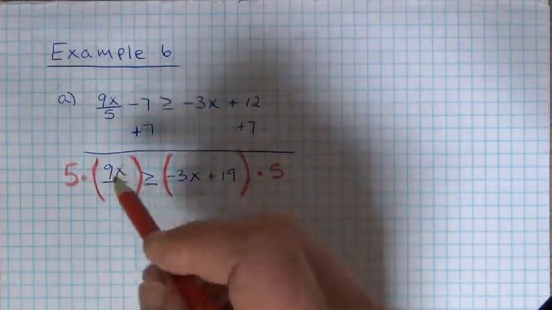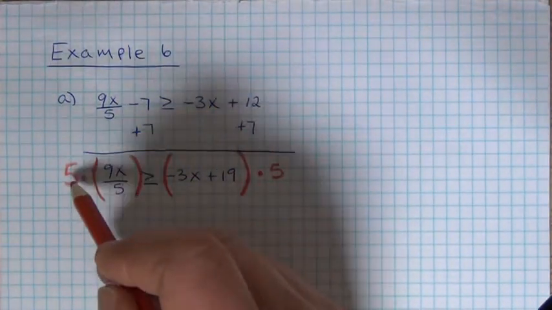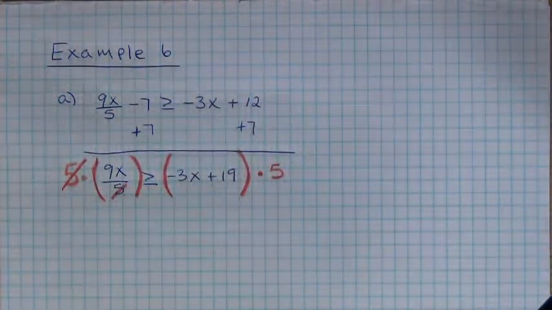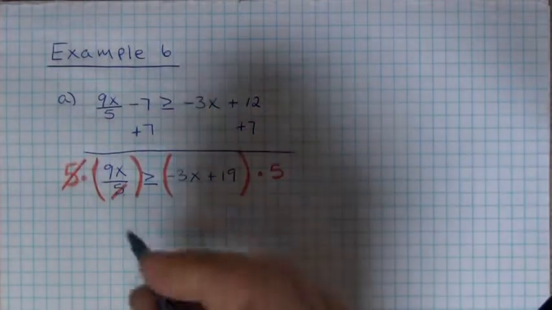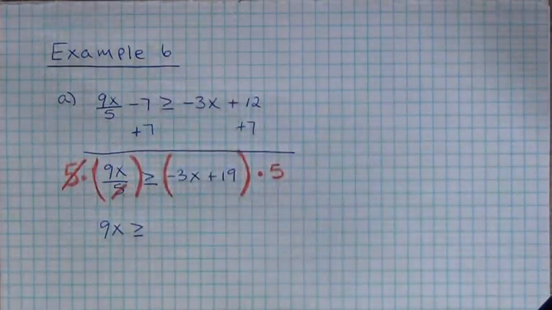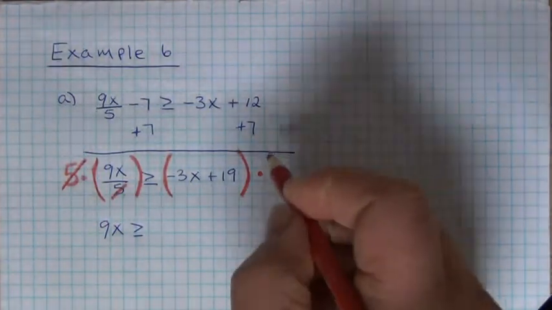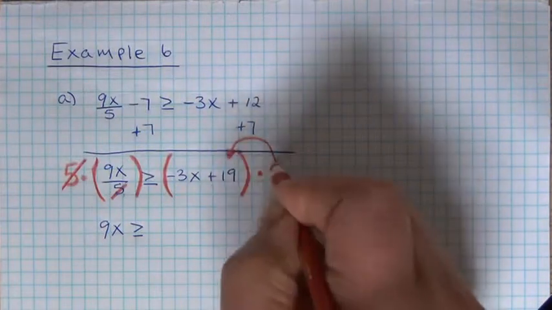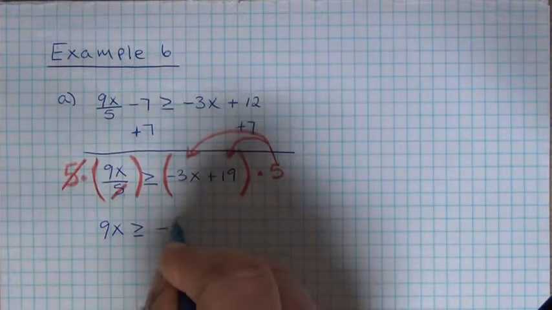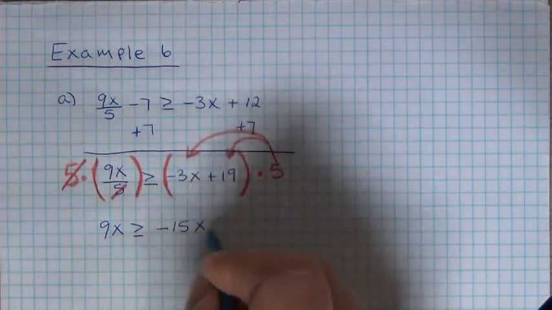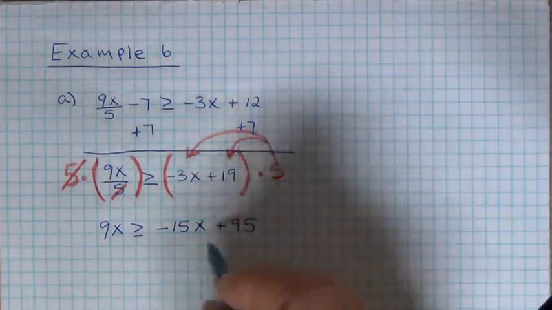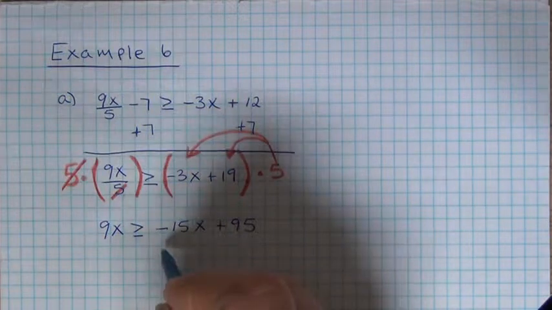When I multiply the left side by 5, I end up with 5 over 5, which is 1, and they essentially cancel out. And I get 9x is greater than or equal to, on the left side, I'm going to distribute this 5 across my two terms, and I get negative 15x plus 95. So now I don't have any fractions to deal with.